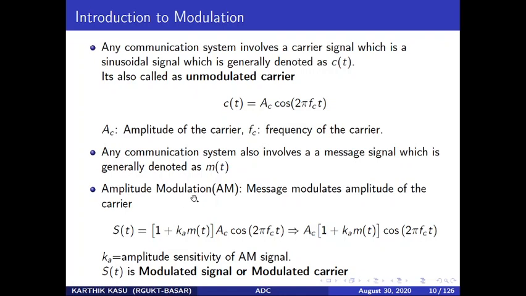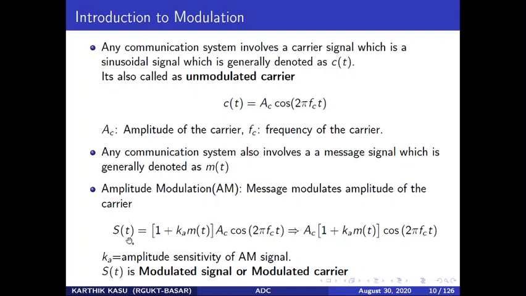Now, let us look at amplitude modulation. So the message modulates the amplitude of the carrier. This is the definition of amplitude modulation. I will elaborate about this later. So now what is s of t? This is the modulated signal or modulated carrier. c of t is the unmodulated carrier. m of t is the message signal. s of t is the modulated carrier. Or in simple terms, c of t is the carrier before modulation. s of t is the carrier after modulation. m of t is our message signal that we are transmitting or that we would like to transmit.